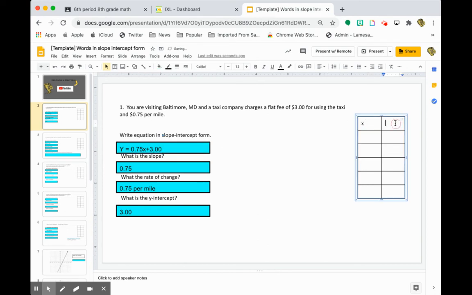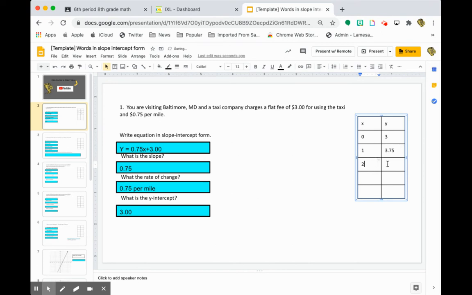And so that takes us to the table. We'll label this x, we'll label this y. And so I want to know at 0 miles, I'm still going to have to pay, when the taxi shows up at the very beginning, I'm going to have to pay him $3. And then 1 mile later, I'm going to add that 75 cents. So it'd be 3.75, because that's my rate of change, because it's going to change by 75 cents.